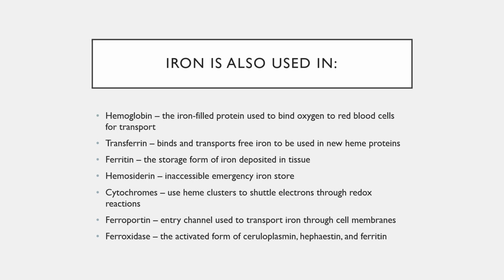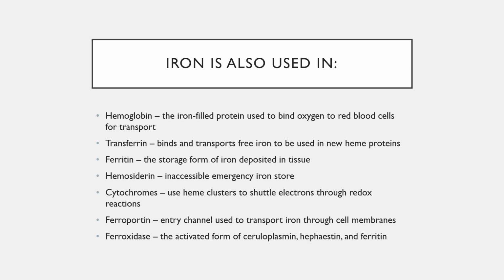Cytochromes are some of the most common proteins you might hear about in the body. Really, all cytochrome enzymes or proteins are going to be iron dependent. These are primarily enzymes used to shuttle electrons. So they use the heme iron clusters to carry electrons and facilitate different reactions. We already talked about cytochrome C oxidase. This is one of the best examples of this.